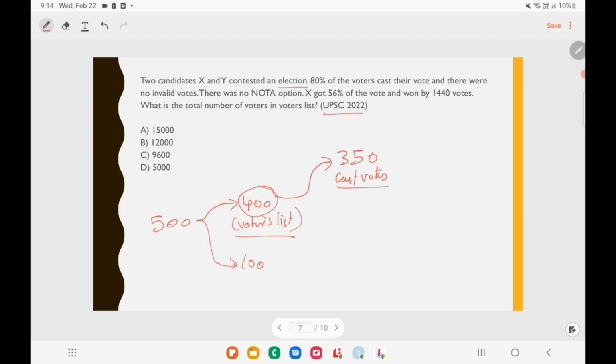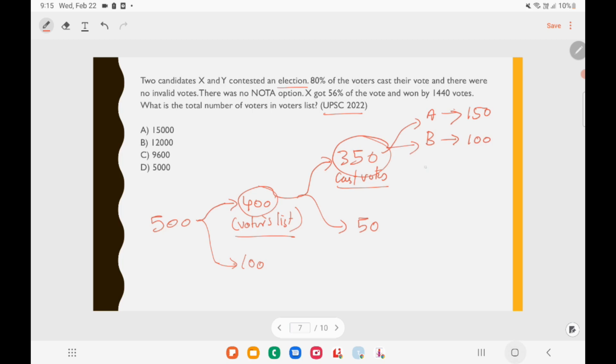Okay, so out of 400, only 350 people cast their vote, and it is known as cast vote. The rest 50 people didn't cast their vote. Out of this 350, let us assume that you have two candidates A and B, and A got 150 votes and B got 100 votes.